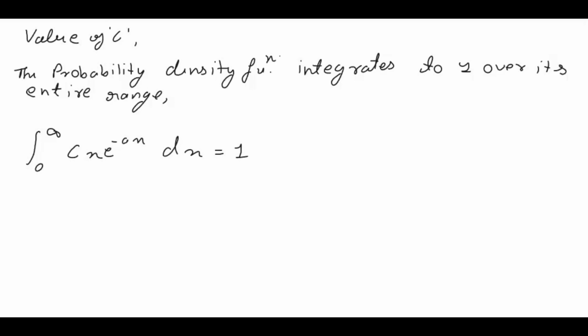The integral can be solved using integration by parts. So after solving this by integration by parts, the value of c will be 1 upon a square. So here we can see the value of c will be 1 upon a square. So this is the answer of the given equation.